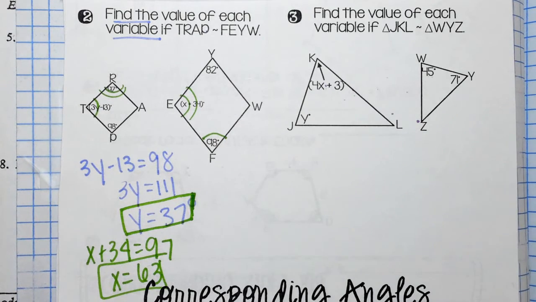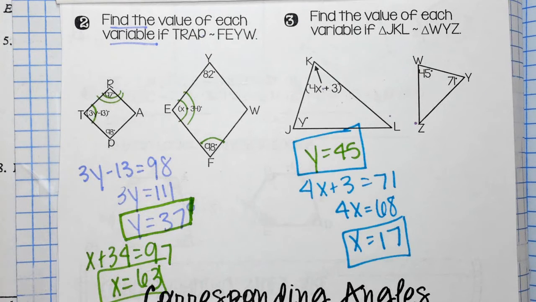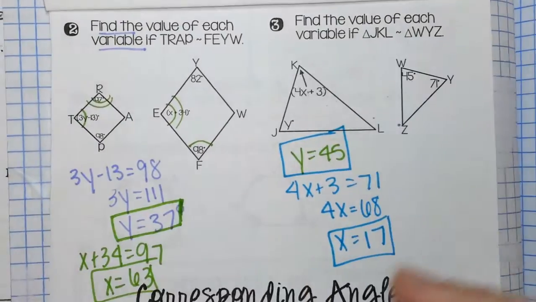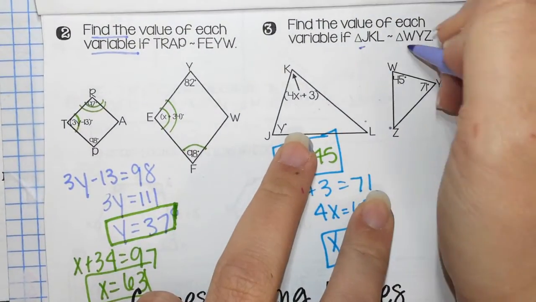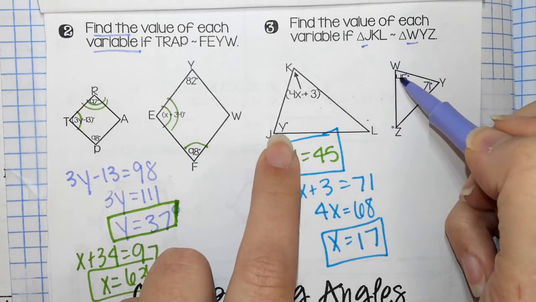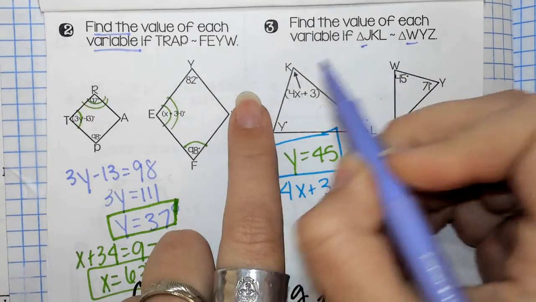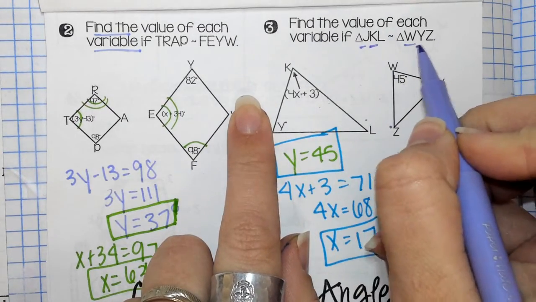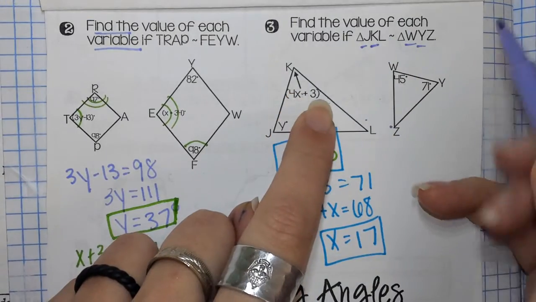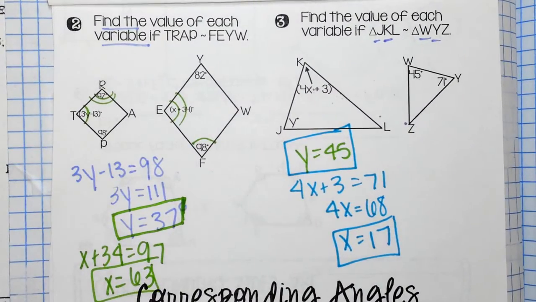Do we need a mo? Okay. I'm going to pause it and work it out myself. All right, so I got y equals 45 and x equals 17. The reason why it's 45 is because in our triangle it says that J is similar to W, so that means those two are going to be congruent. And then it says that K and Y go together, so you would do 4x plus 3 equals 71.